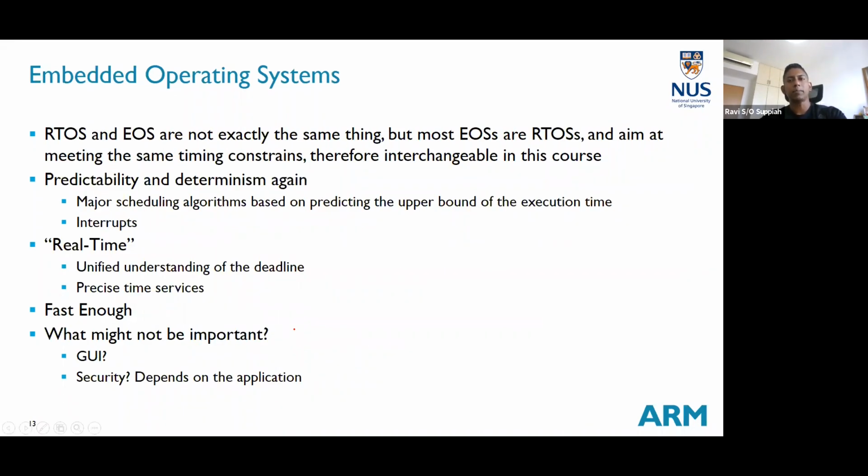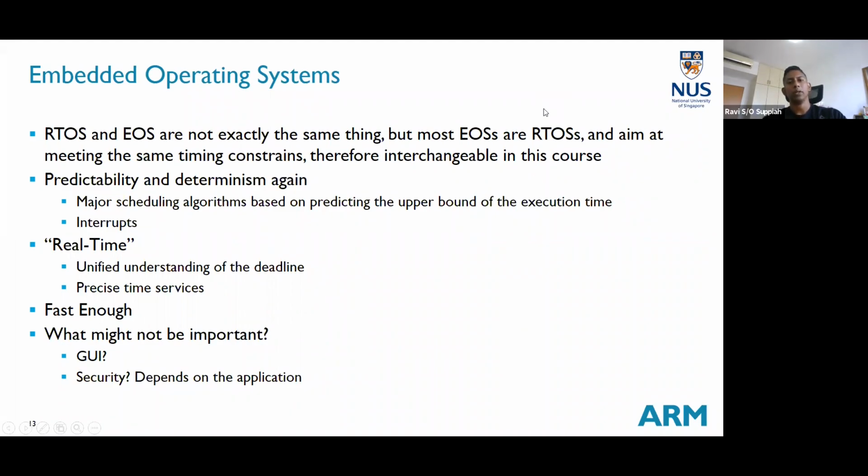Okay, so in some books or online resources, you will come across these two terms, RTOS and EOS. Real-time operating systems and embedded operating systems. They are generally sort of interchangeable, because most embedded systems that have an OS in them do have some form of real-time requirements.